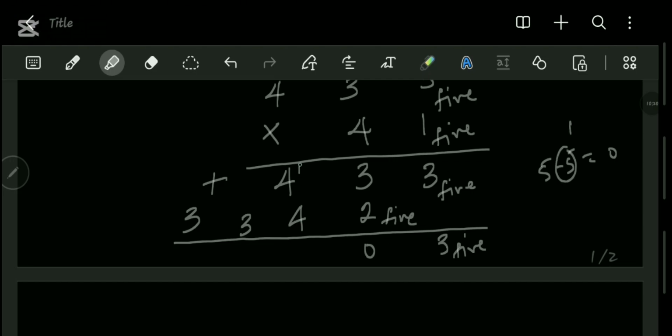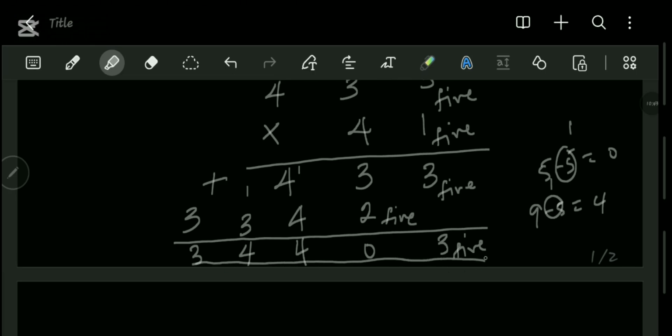So 4 plus 4 is 8, plus 1 is 9, and then 9 minus 5 is giving me 4. So I'm dropping my 4 here and I'm carrying over 1 to the next. So 3 plus 1 is 4, and 4 is not up to 5. So I can drop my 4 and then bring down the last digit. So this is the answer I got in a base of 5.